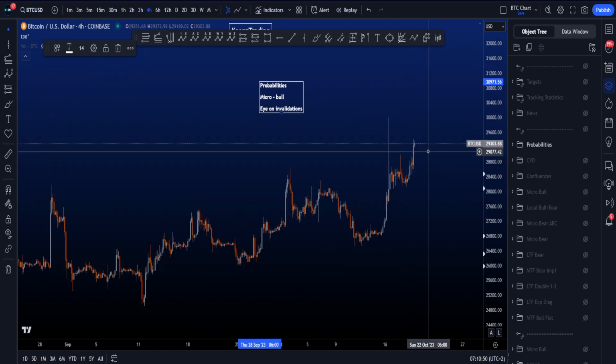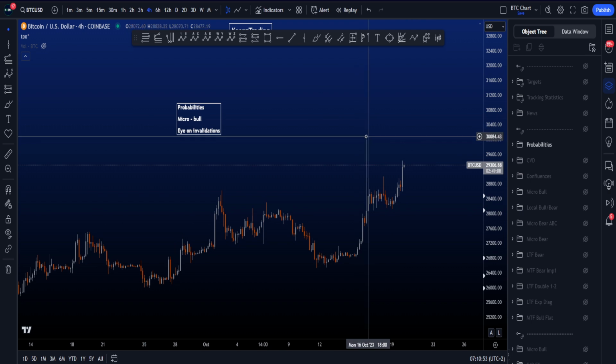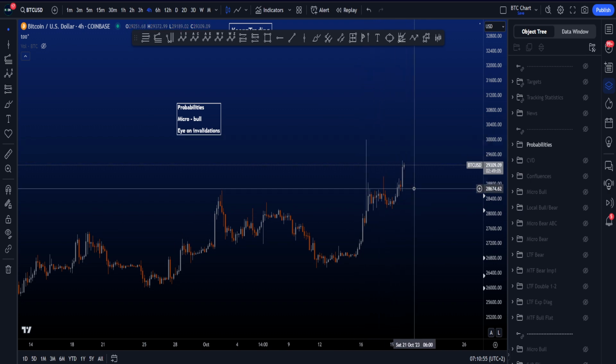So let's be patient, see what happens here at resistance. If you clear it and take this high, probabilities really increase for continuation.